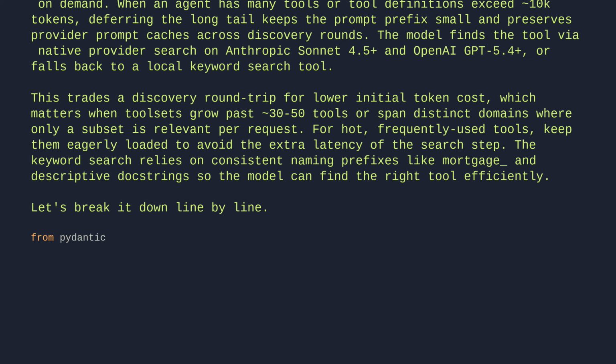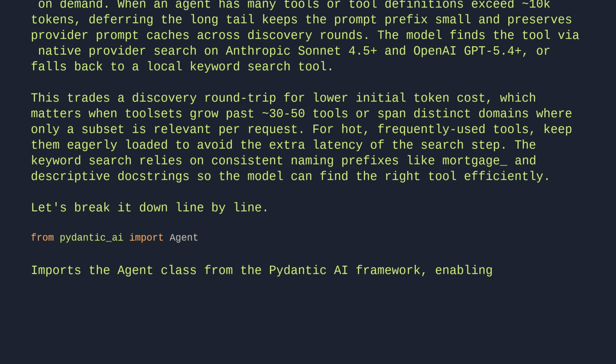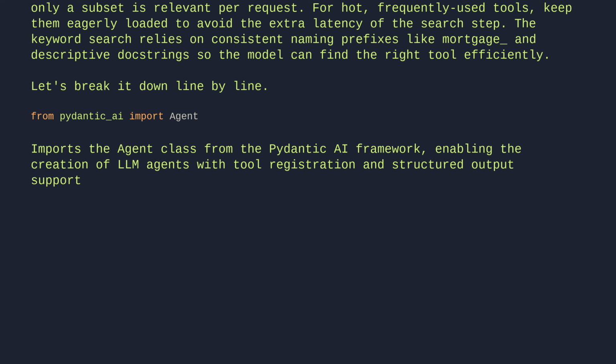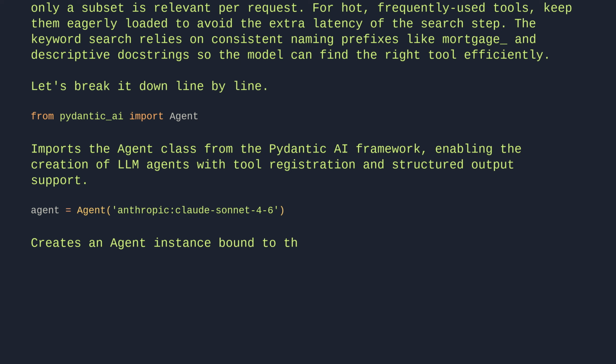From pydantic_ai import Agent. Imports the Agent class from the Pydantic AI framework, enabling the creation of LLM agents with tool registration and structured output support. agent = Agent('anthropic:claude-sonnet-4.6'). Creates an agent instance bound to the Anthropic Claude Sonnet 4.6 model.